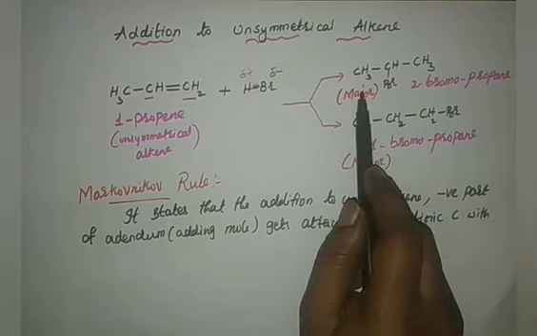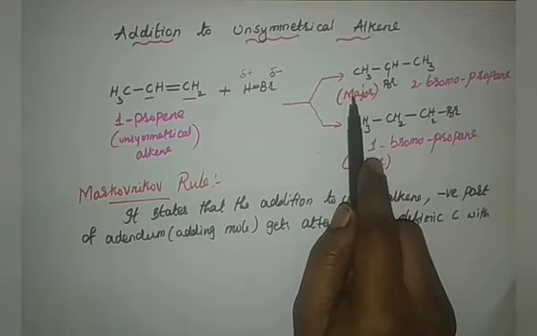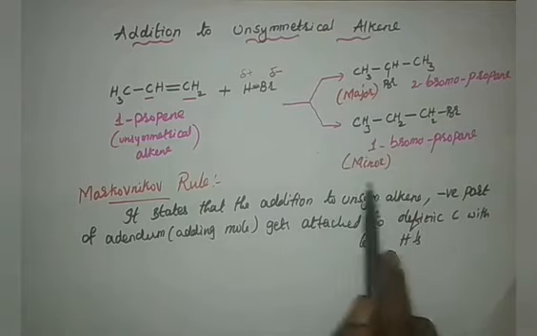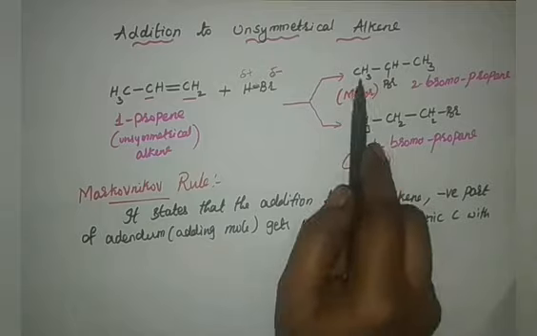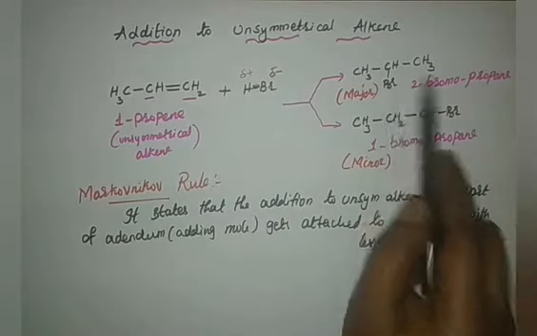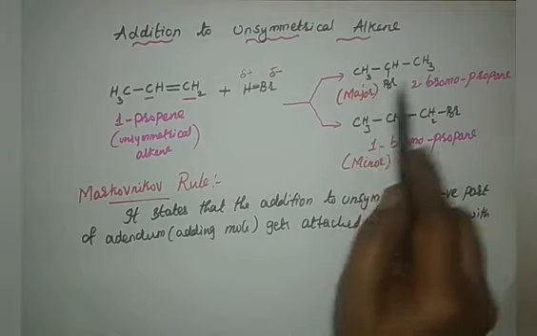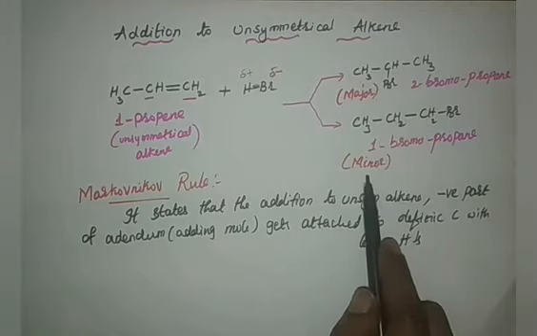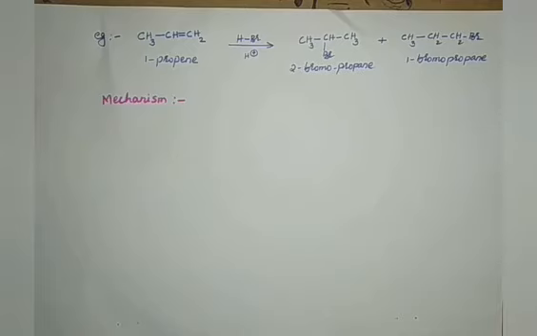So that's why we decided here that this 2-bromopropane is the major and this is the minor, because the negative part is added on to the second carbon. So here is the bromine attached. Therefore, this is the major, meaning formed in large quantities. This is the minor.